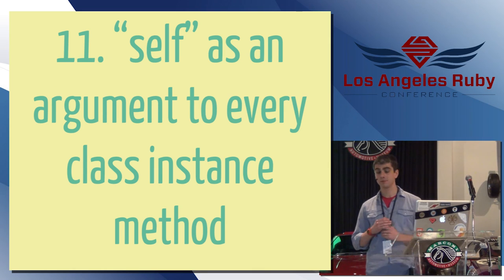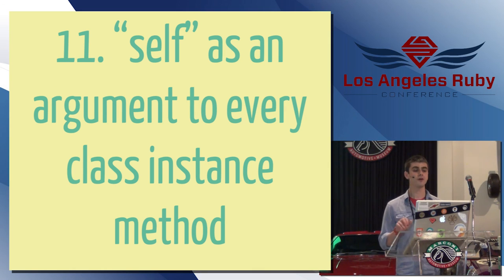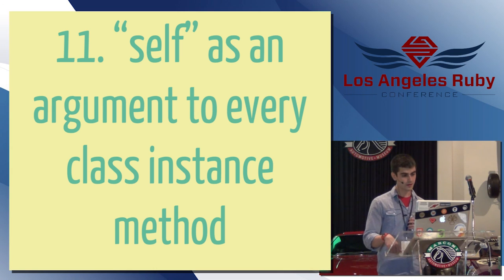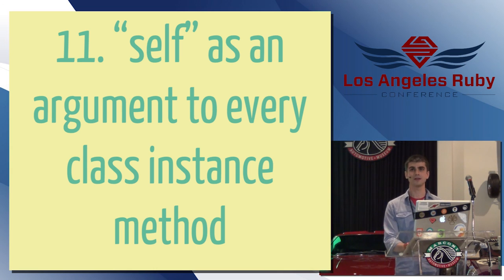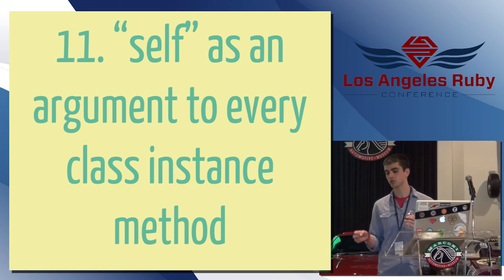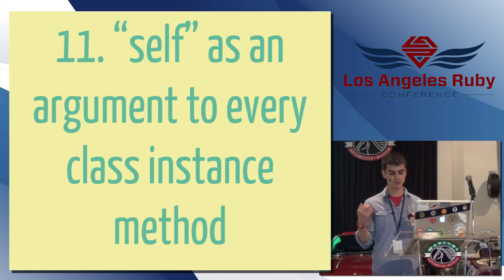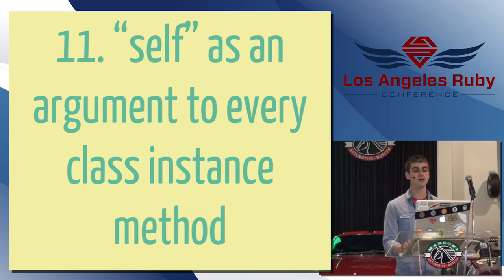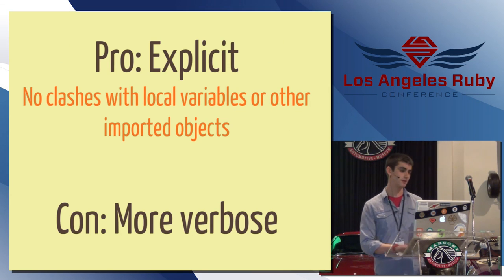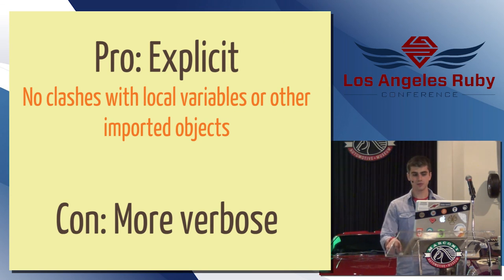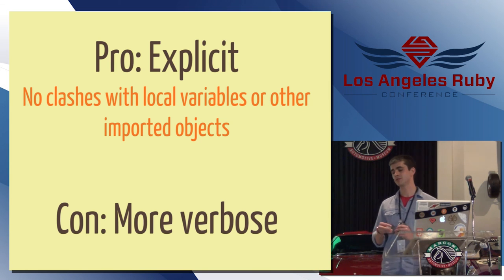Again, going back to the example of the person class, you have this self argument to every class instance method. This is something that I think has pros and cons, but basically every instance method and object, you have to pass in self, a reference to that object. The good thing is that this is explicit. There are no clashes with local variables or other imported objects. Sometimes you can get confused by that in Ruby.